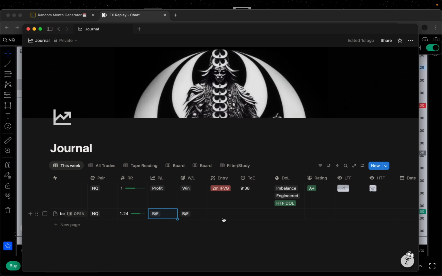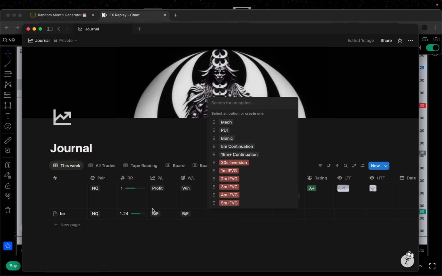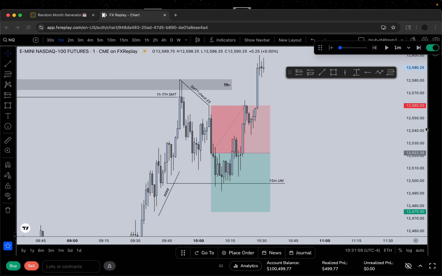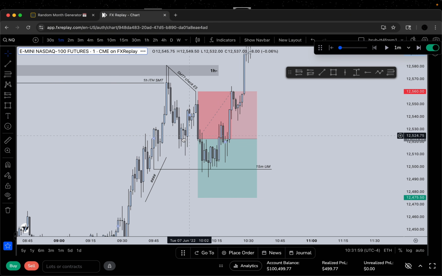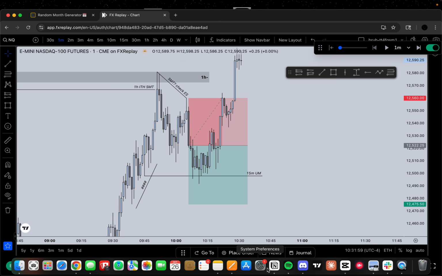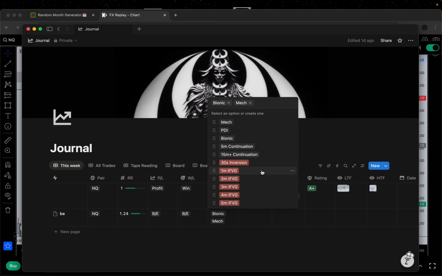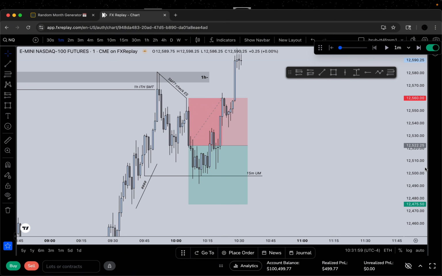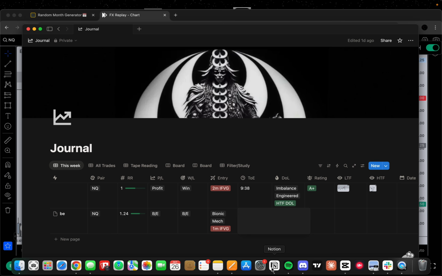Like if I actually hit break even, or if the fees brought me lower, I'd actually put it as a loss. And this is gonna be Bionic. It's also kind of mech, so I guess I'll put mech in there. You could argue PDI, low time frame right here, but I'm not gonna do it. And it was off of a 1 minute inversion. The time of entry is at 10:06.